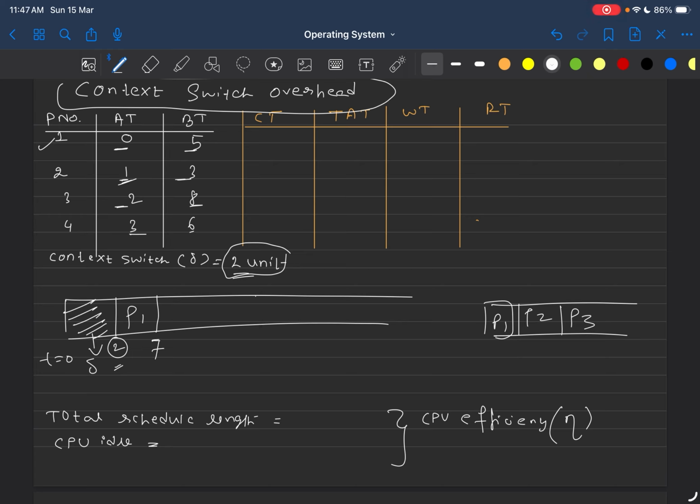Now, by this time, P4 has also arrived. Your CPU will see that P1 is already done, so your CPU has to do P2 now. Before your CPU schedules P2, it will have to go for another context switch. Let's say this is again a context switch. What is the duration of this context switch? That is 2 units. So at 9, this context switch will be done. Then P2 is scheduled.